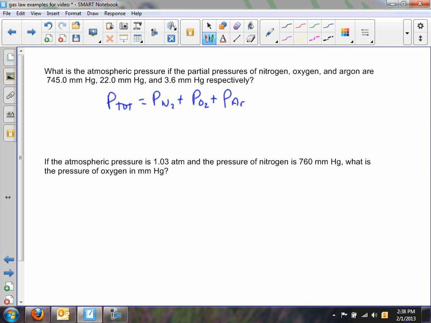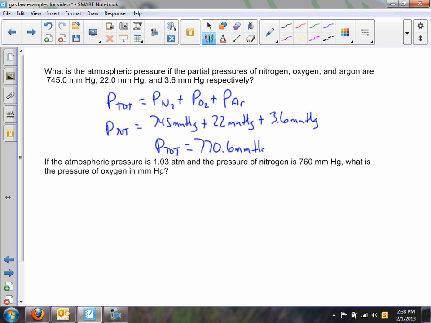equaling the total. Well, I don't know the total, but I do know the nitrogen is 745 millimeters of mercury. I know the oxygen is 22 millimeters of mercury. And I know the argon is 3.6 millimeters of mercury. If we add them up, the total pressure of the whole sample of gases would be 770.6 millimeters of mercury.